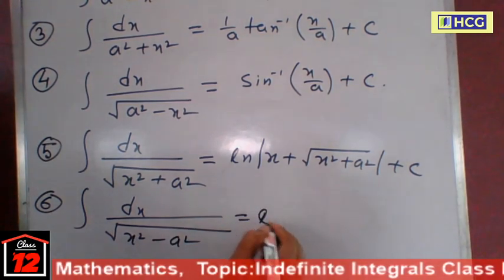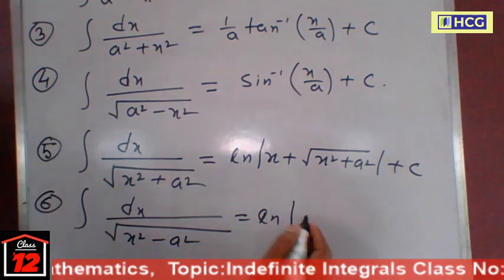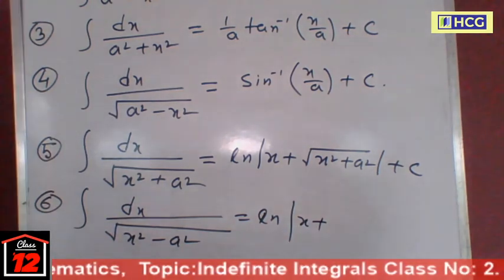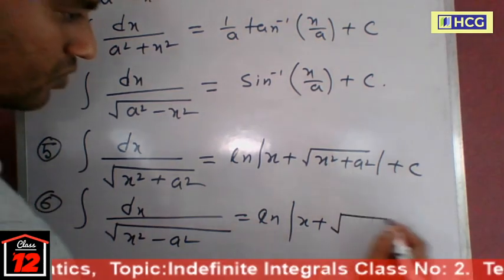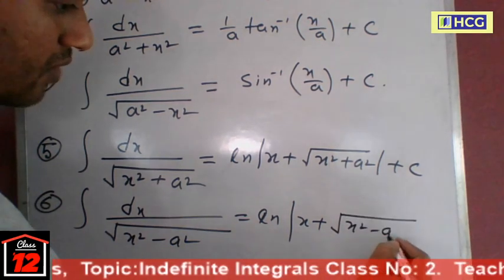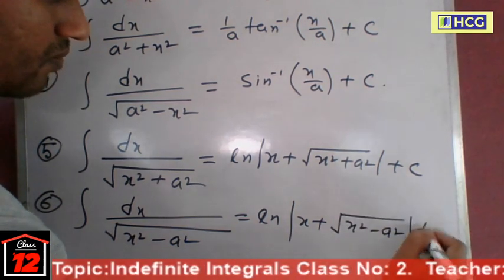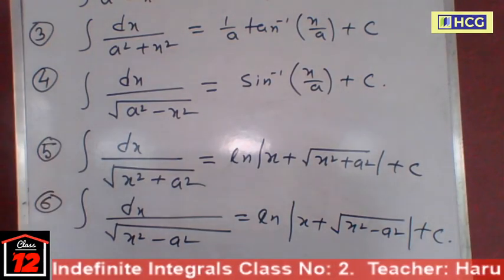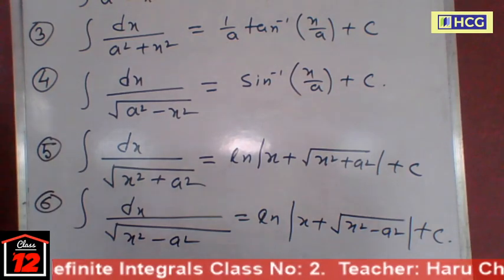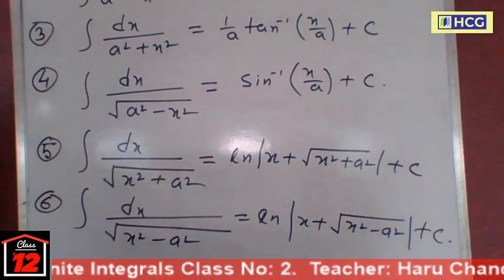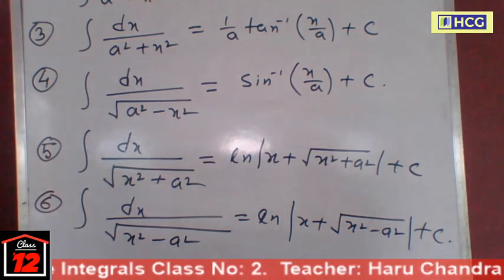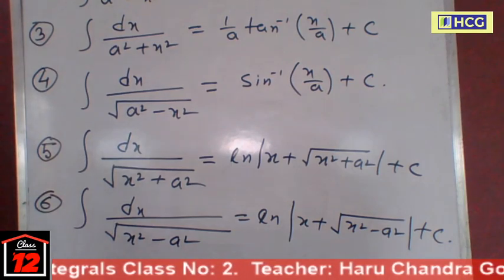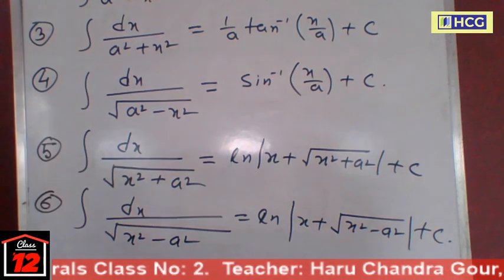So now this is equal to ln x plus square root x square minus a square plus c. C is an integration constant. Now we prove the first two results, and the remaining results are the homework.